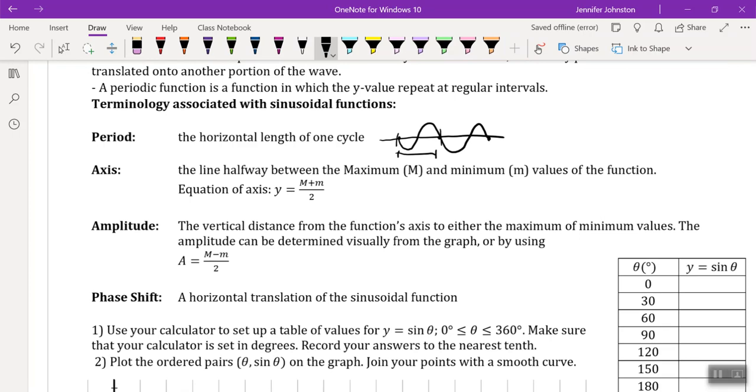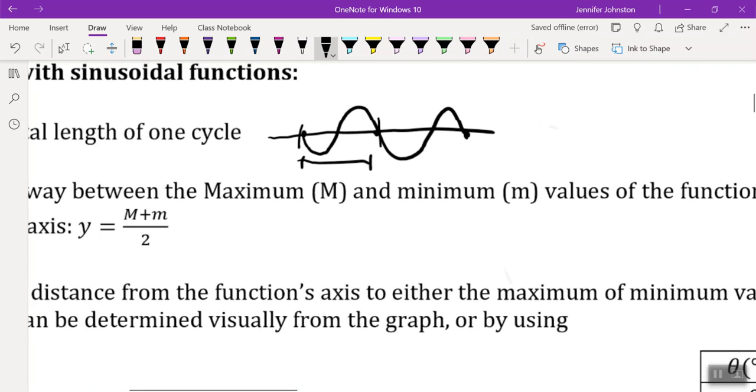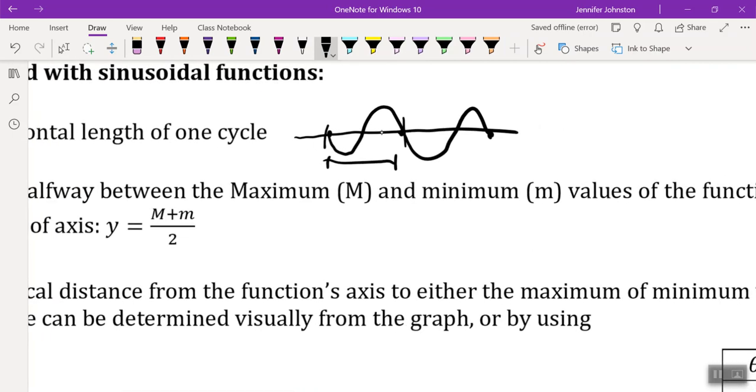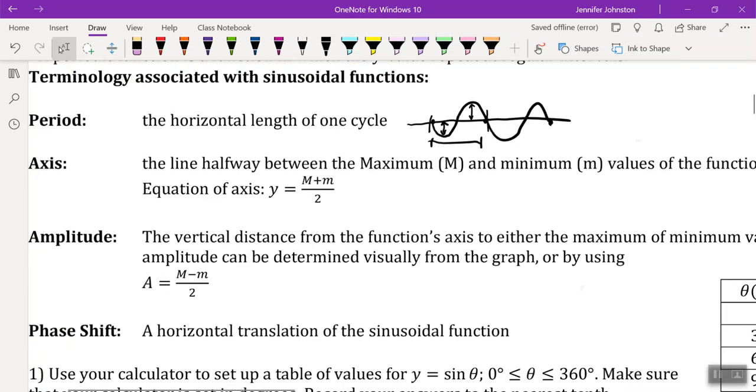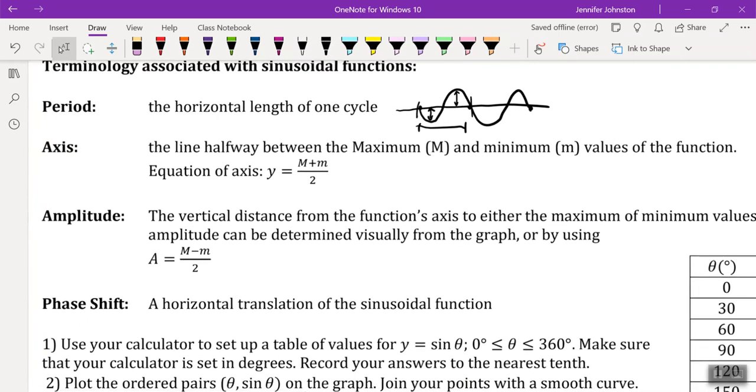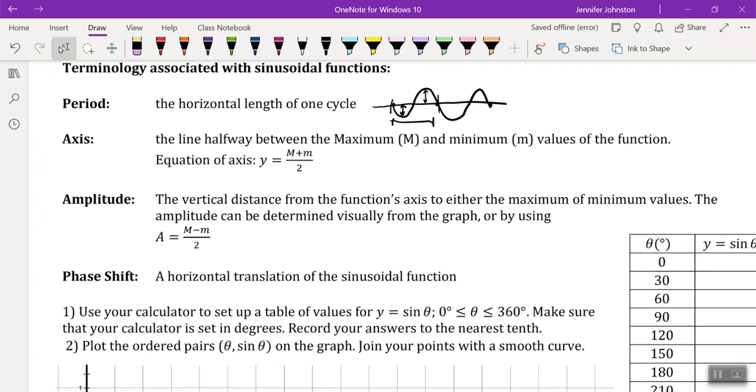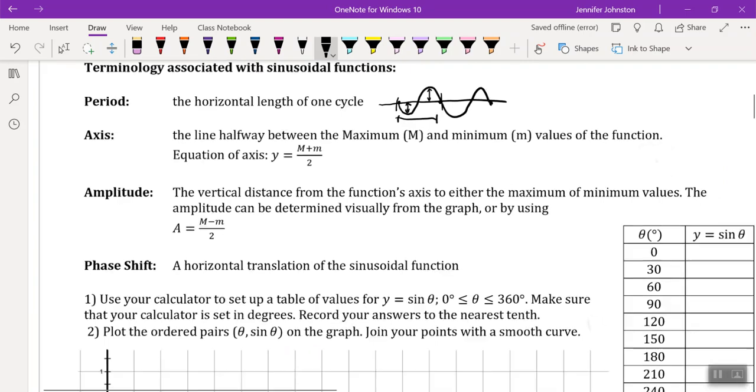Our amplitude is the distance between the axis and how far up the maximum or how far down the minimum is. Those spaces are always identical and they're called the amplitude. So it's the vertical distance between the function's axis and its maximum or minimum values, and the amplitude is found by taking your maximum, subtracting your minimum, and dividing by 2.